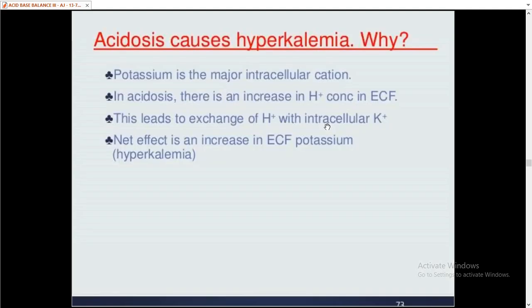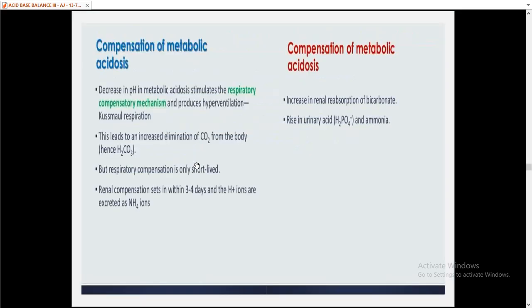Why does this occur? This occurs because potassium is an intracellular cation. In acidosis, there is an increase in hydrogen ion concentration in the ECF, and this leads to exchange of hydrogen ion with the intracellular potassium ion. The net effect is an increase in ECF potassium, that is, hyperkalemia occurs.